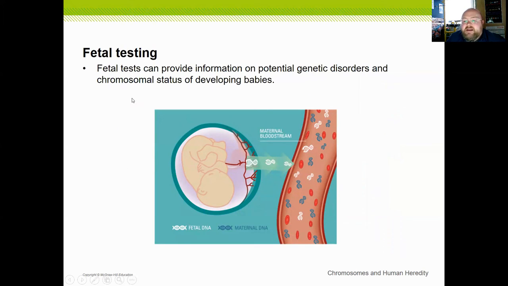Fetal testing is a thing that can happen for parents. Fetal tests can provide information on potential genetic disorders and chromosomal status of developing babies. A doctor can insert a needle into the mother and take a sample of the blood and the amniotic fluid and figure out what disorders may occur.